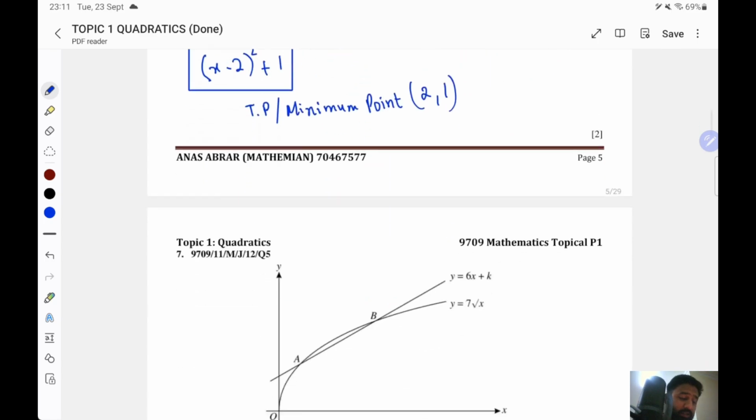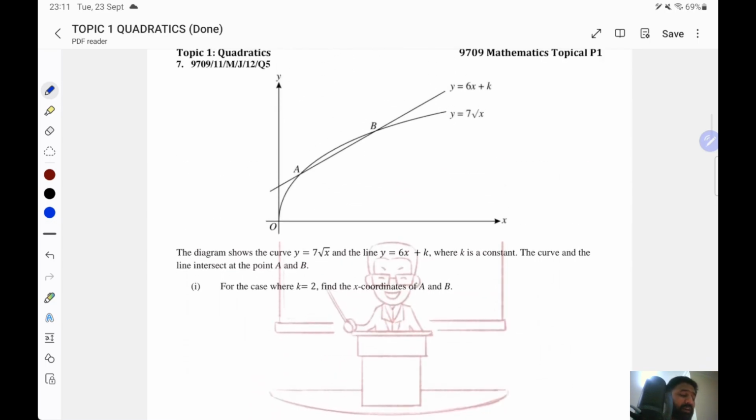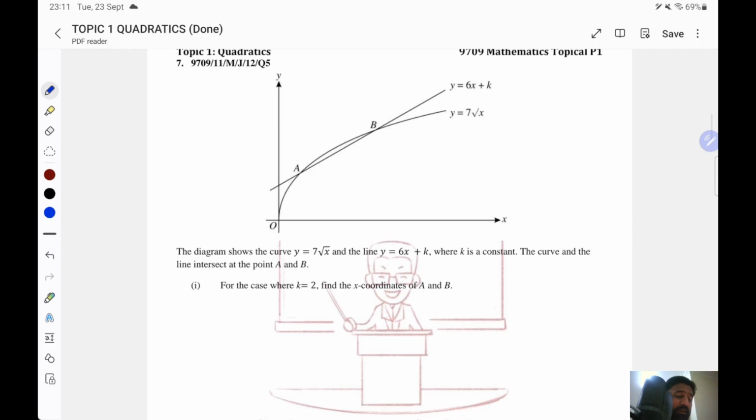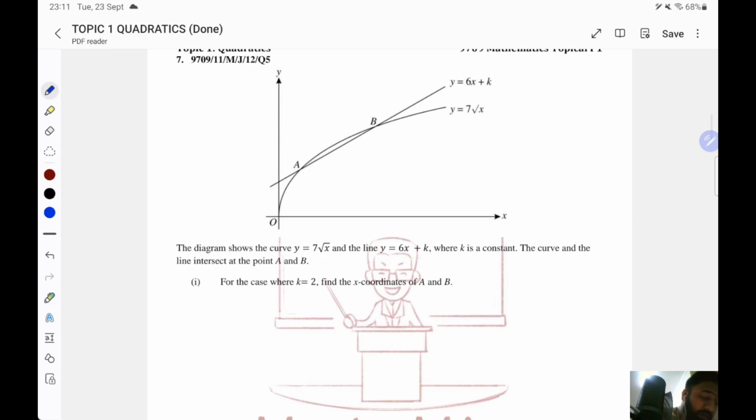Let's move forward. The next question, question number 7. Question number 7 is that there is a curve and there is a line. They are intersecting each other, and if you see, the diagram shows the curve y equals 7 square root of x, and this is the curve, the first one, and this is the line, y equals 6x plus k. Now he says that the curve and the line intersect. I told you, whenever you see the word intersect or meet, you are going to put both the equations simultaneously equal to each other. You are going to solve both the equations simultaneously to find the value of the intersection point.